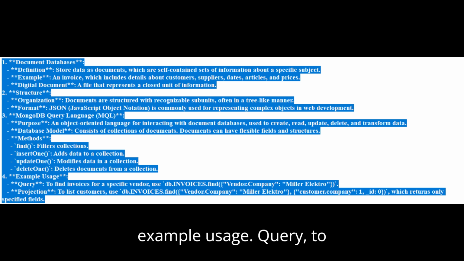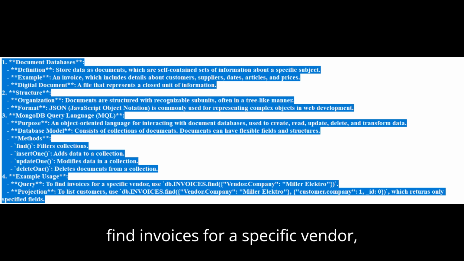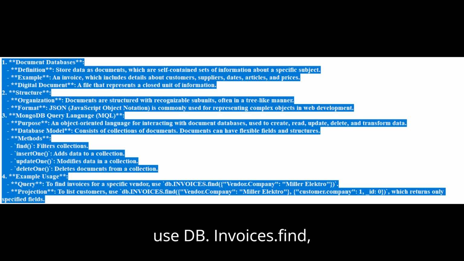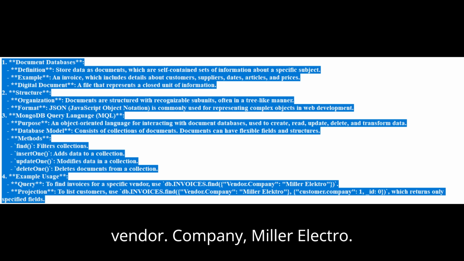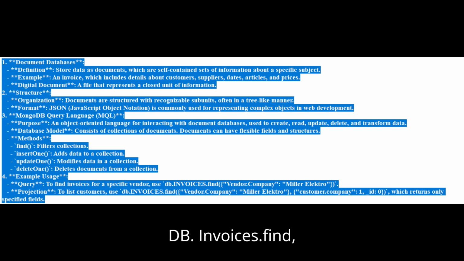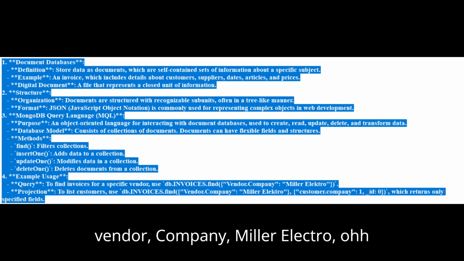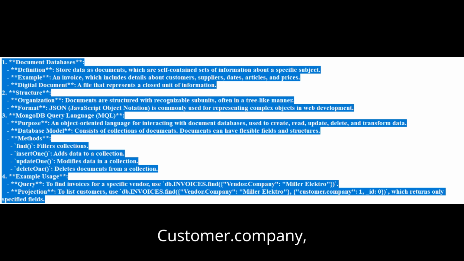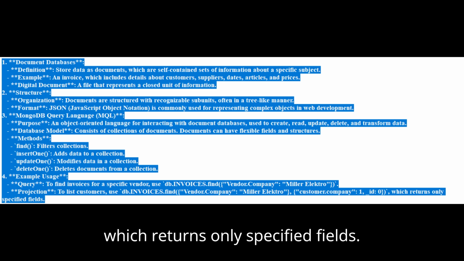4. Example usage. Query: to find invoices for a specific vendor, use db.invoices.find, vendor.company, Miller Electro. Projection: to list customers, use db.invoices.find, vendor.company, Miller Electro, customer.company, 1, _id, 0, which returns only specified fields.